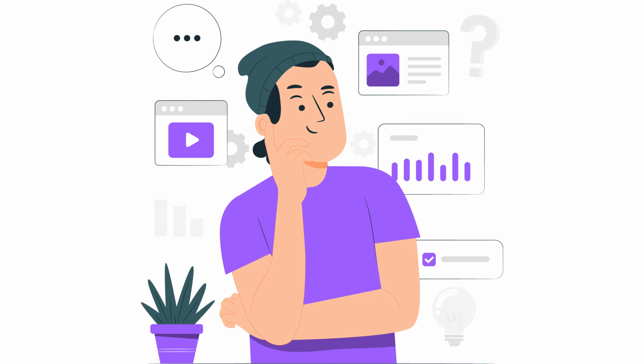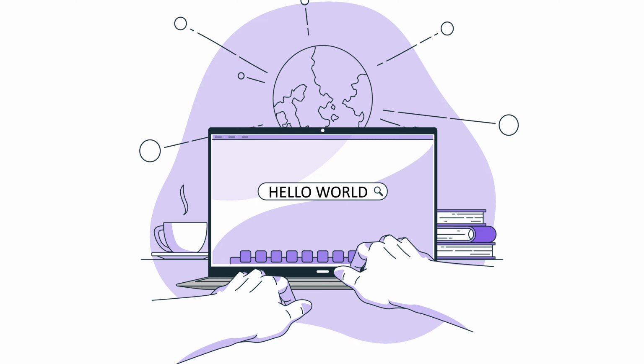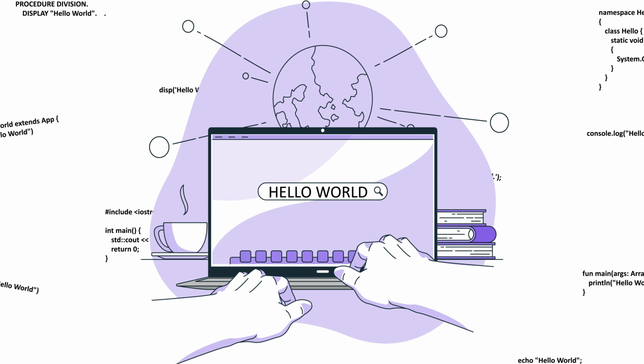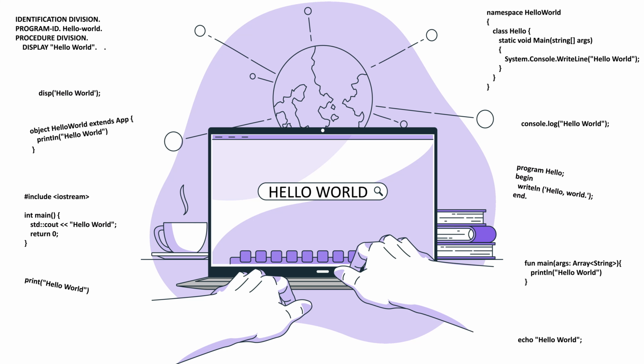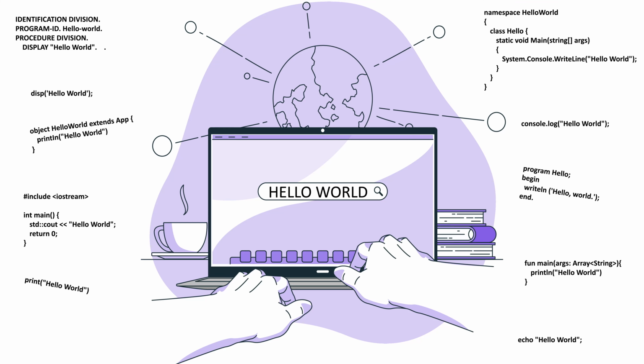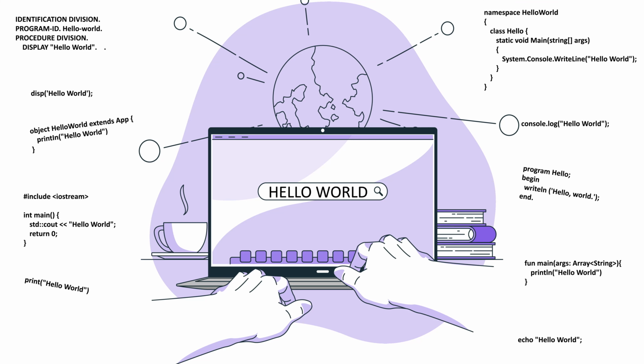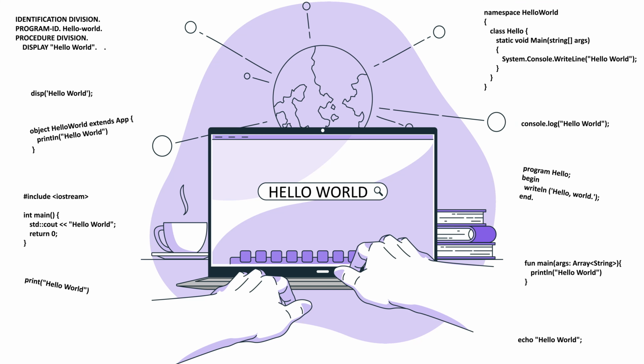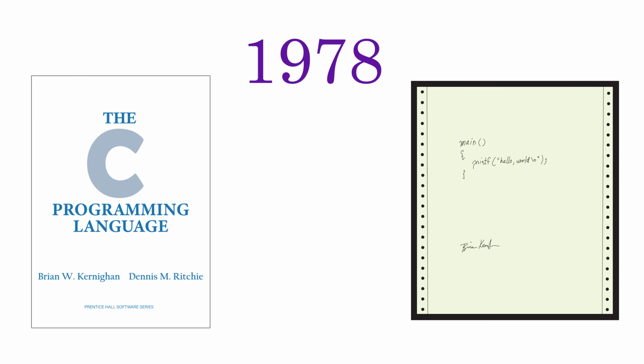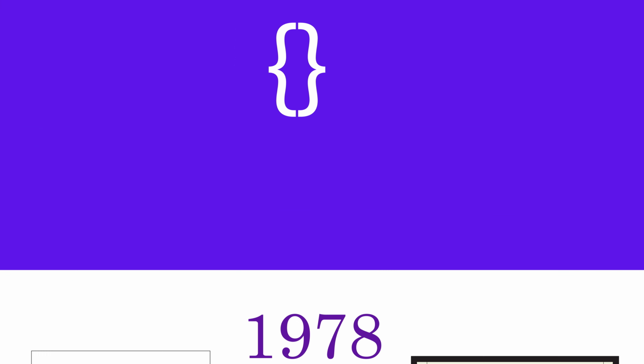Did you know? A Hello World program has been used universally as the first program people write when learning a new language, serving as a gentle introduction to coding basics. This simple program became famous through a 1978 book on the C programming language by Kernighan and Ritchie.